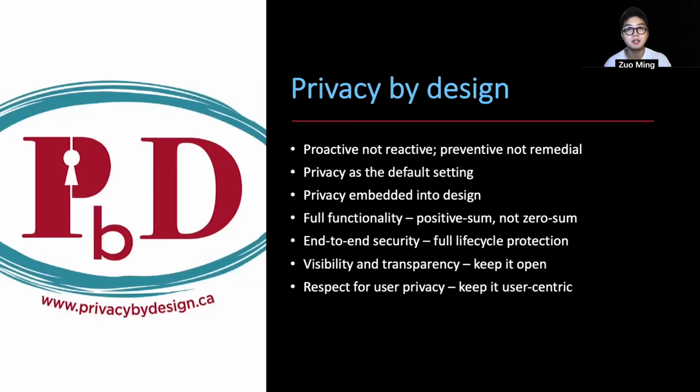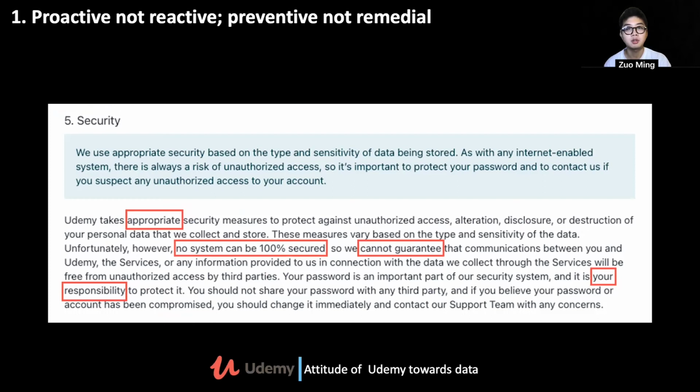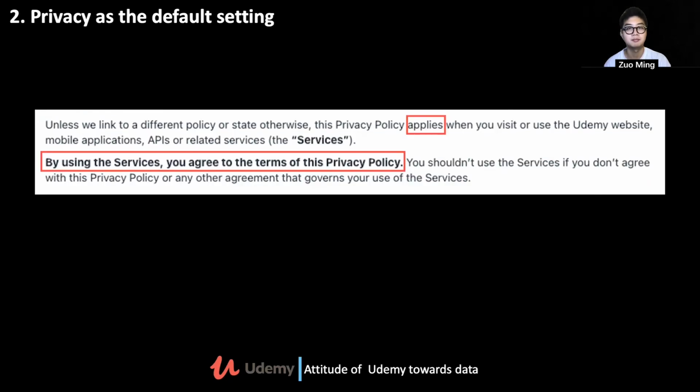So in part 3, we use privacy by design as our criteria to discuss and analyze its privacy policy. PbD is an approach widely used in this field and is based on 7 foundational principles. The first one requires the design to be proactive and preventive. We can see this in the security part of the privacy policy. Indeed, Udemy takes some measures to protect the user's privacy, but the terms they use are blurred.